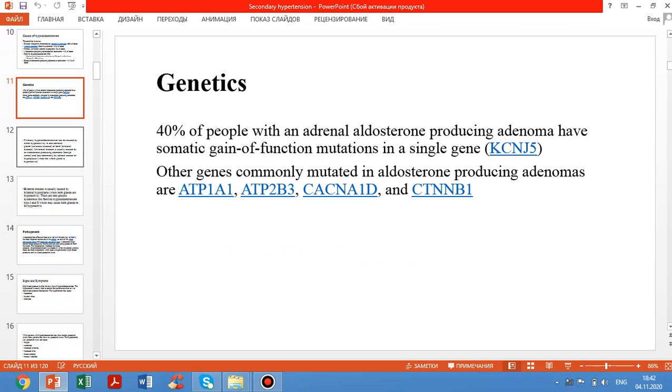Genetics. 40% of people with an adrenal aldosterone-producing adenoma have a somatic gain-of-function mutation in a single gene, KCNJ5. Other genes commonly mutated in aldosterone-producing adenomas are ATP1A1, ATP2B3, CACNA1D, and CTNNB1.